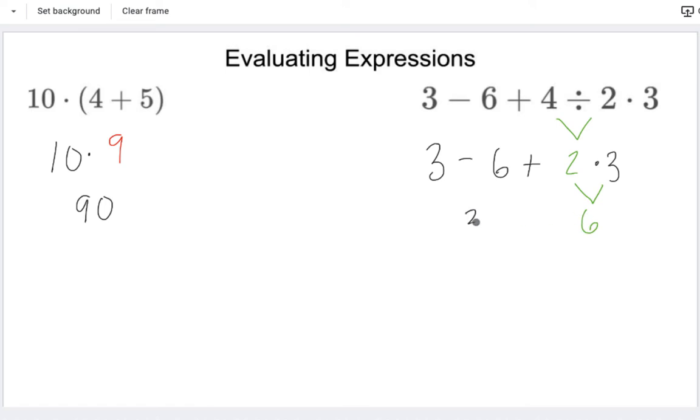So now we have 3 minus 6 plus 6. We're not going to add these together first because, again, subtraction and addition are the same thing. So from left to right is how we're going to go. So we'll do 3 minus 6 first. So now we have -3 plus 6, and that's going to give us +3.